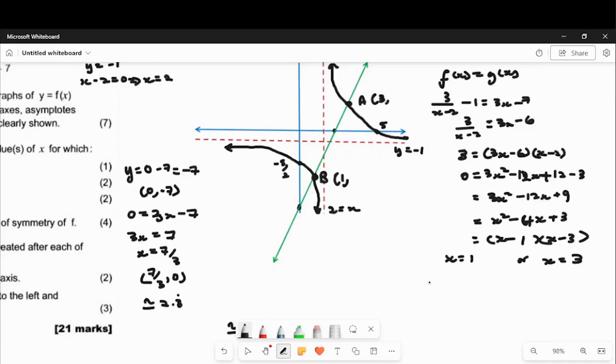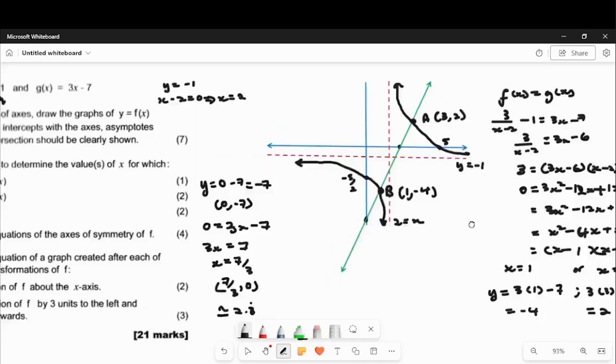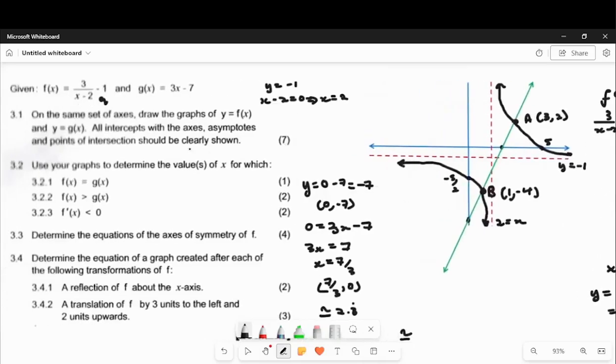And then to find the y value, I'll use my straight line function. So the straight line function is 3x minus 7, so 3 into 1 minus 7. I'll have a negative 4, which should be this part because our y value is negative here. And then for that other one, we have 3 into 3 minus 7. That's 9 minus 7, that's 2. So our y value is 2. So that should be enough to obtain the entire 7 marks.